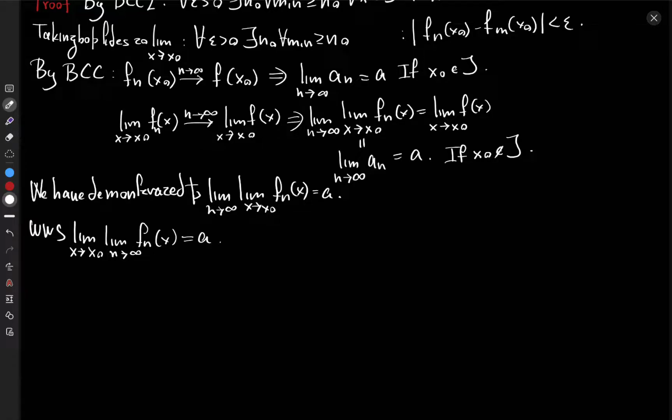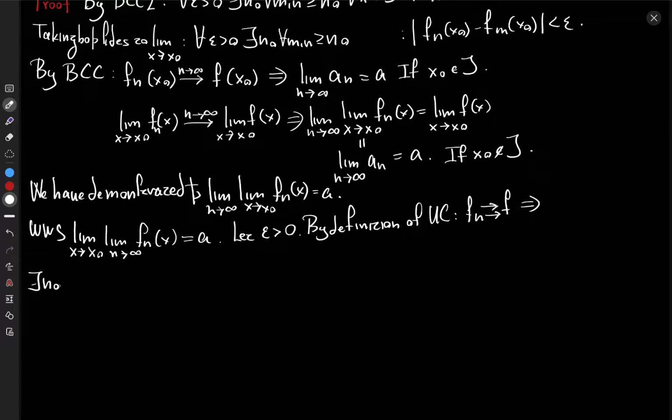Well, beginning by saying that epsilon is some arbitrary value greater than 0 would be a good start. Now, by definition of uniform convergence, we have that fn converging uniformly to f implies that there exists some n0, again for all x in J, such that the absolute value of fn of x minus f of x is smaller than epsilon, for all n greater or equal to n0, of course.